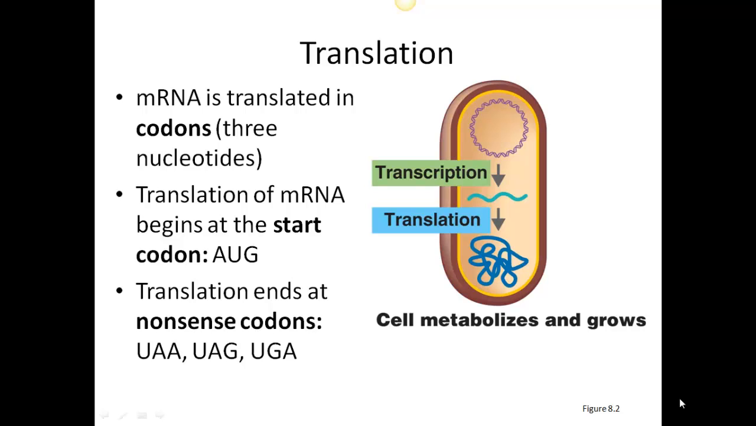In translation, the sequence of nucleotides found in the mRNA is used to construct chains of amino acids, which make up proteins. This process occurs at the ribosomes. Groups of 3 nucleotides make up codons, which correspond to specific amino acids. Translation begins at the start codon, AUG, which encodes the amino acid methionine. Amino acids are then added in sequence to that first methionine. Translation stops when the ribosome encounters a stop codon, or nonsense codon, which does not correspond to an amino acid, but instead tells the ribosome to release the mRNA template.